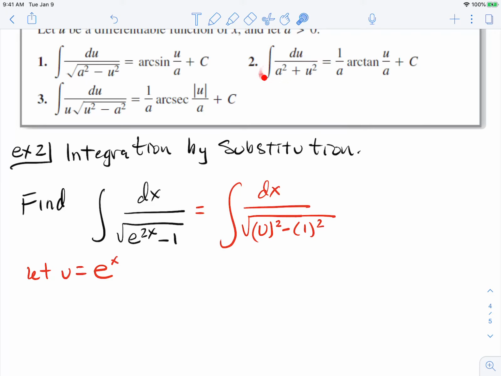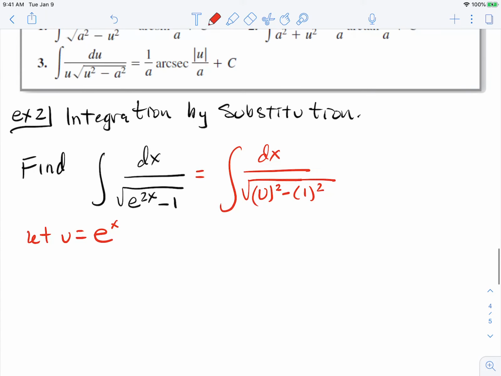This one over here, this one has no radical sign. And then this one over here, I mean, the u and the a are in the right order. It does have the minus sign, it has the square root, but then we have this u here. So I'm not quite sure which one to use yet. So let's go a little further.